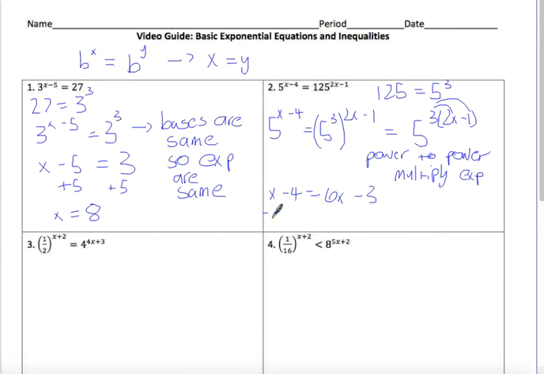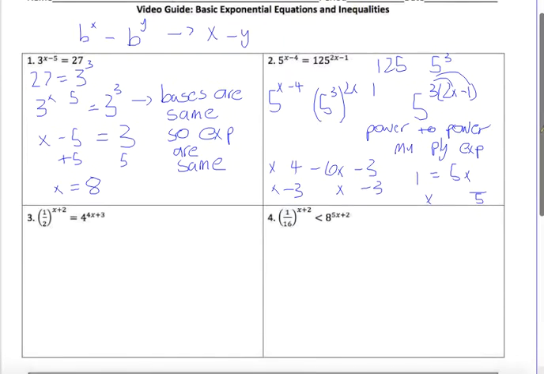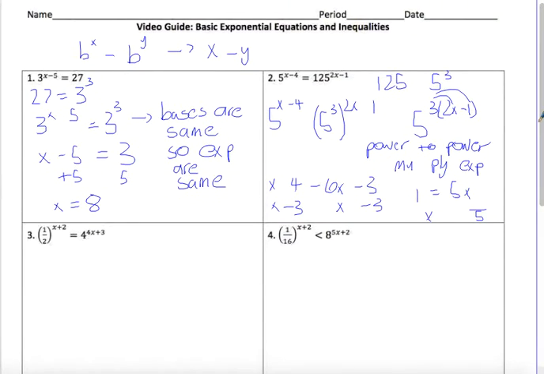So subtract x, add 3, add 3. So we get negative 1 equals 5x, and therefore x is equal to negative 1/5. The nice thing about exponential equations is we won't get anything like extraneous solutions, so you can check your work, but you don't have to. If you're confident that you did your algebra right, then everything works out.